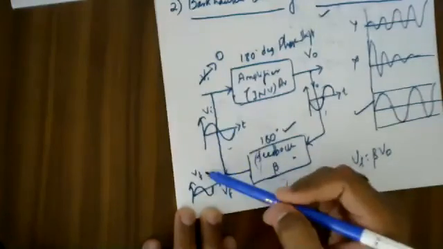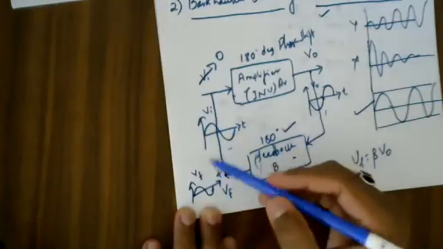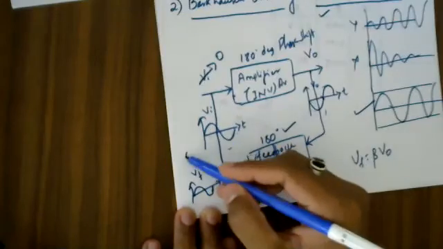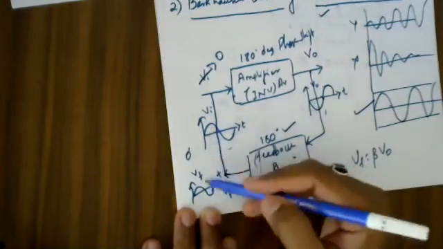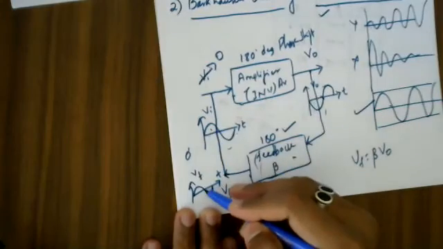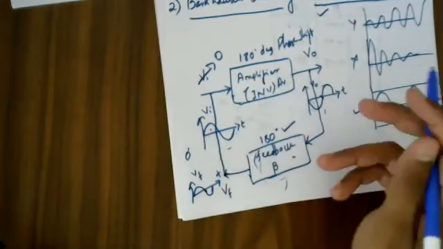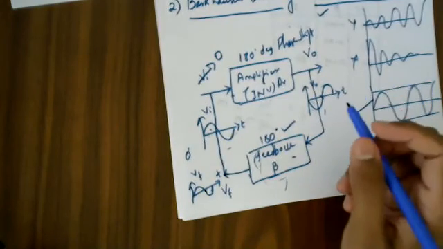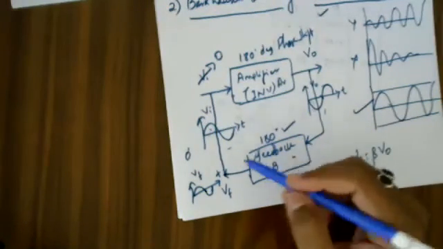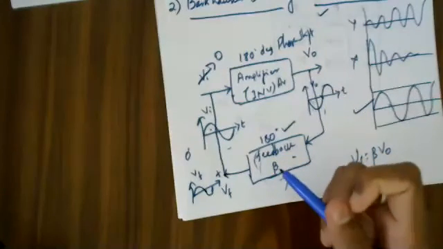Now when you compare your feedback voltage with your input voltage, you can simply say that since there is 0 degree phase shift between your input voltage and the feedback voltage, the circuit is going to work as a positive feedback system. Is it clear to you?